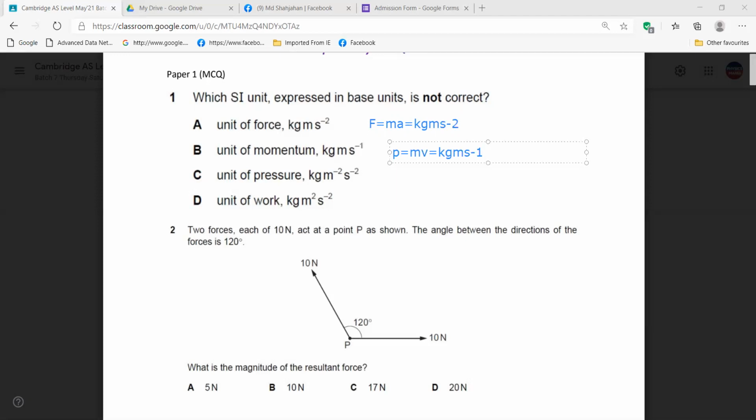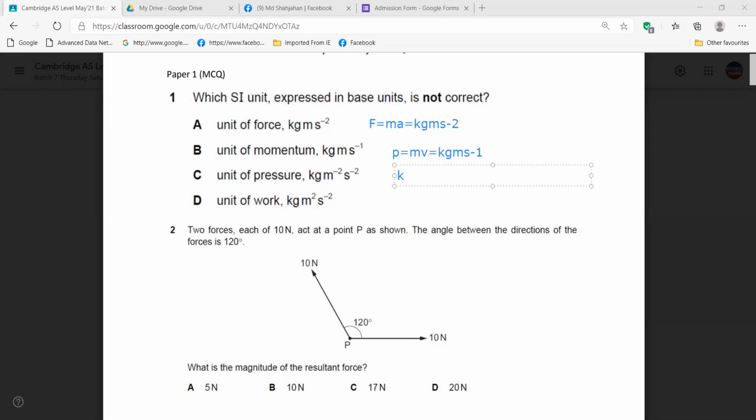Now pressure. In our notes we have the pressure. Can you check what you got in pressure? It is kg per meter per second square. Kg per meter per second square. So this one is wrong, right? Yes, sir. It's not correct. So we can choose C here.